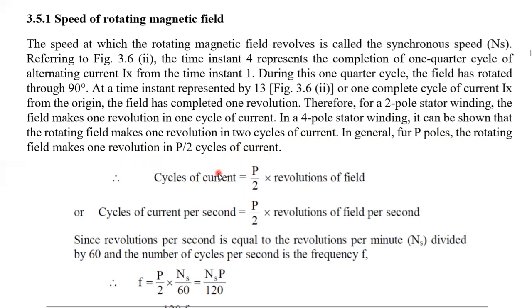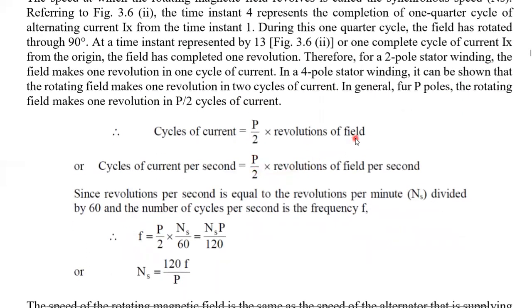Then cycles of current is equal to p/2 times revolutions of field. In general, for p-pole machines, the rotating field makes one revolution in p/2 cycles of current. So cycles of current per second is equal to p/2 times revolutions of field per second.